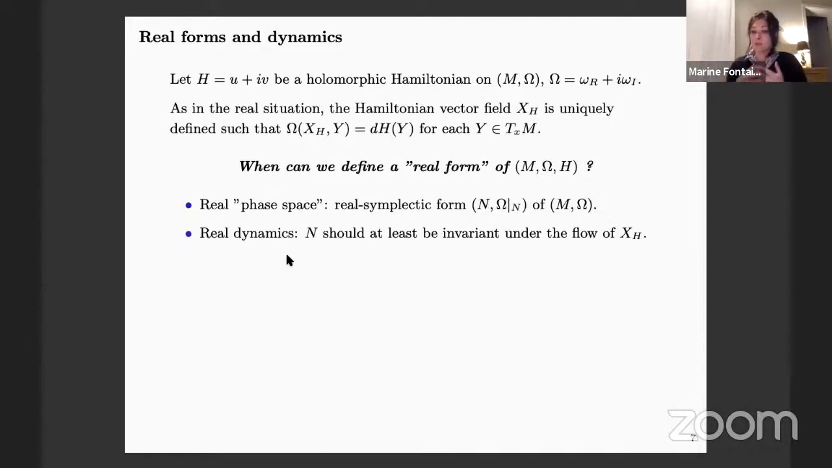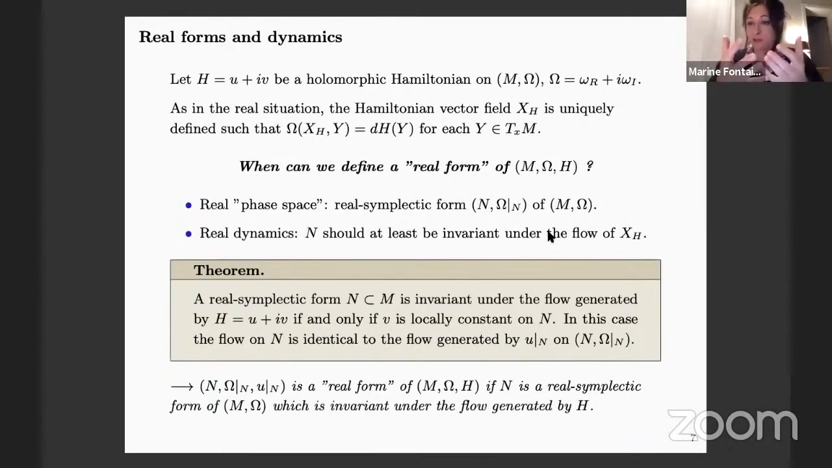And for the dynamics, you would like the flow of this holomorphic Hamiltonian vector field to leave that real form N invariant. So on the real form, the flow of the Hamiltonian vector field is the same as the flow generated by its real part, only on that real form. It's a reasonable assumption, and we can show that this happens if the imaginary part of the Hamiltonian is locally constant on N. So in particular, the Hamiltonian doesn't have to be purely real. And so the real form will be this symplectic real form and the restriction of the real part of the Hamiltonian to N.